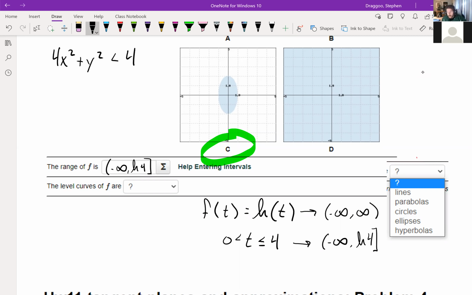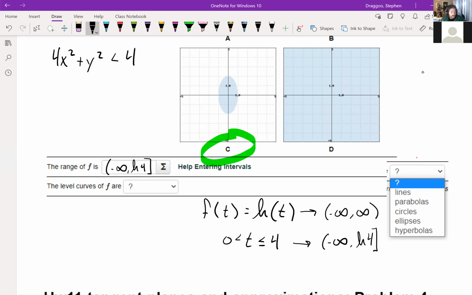And this time I do want to include 4 because t is allowed to be equal to 4. The thing that's not allowed to be equal to is 0. But 0 for t is going to correspond with negative infinity if we remember our properties of logarithms.